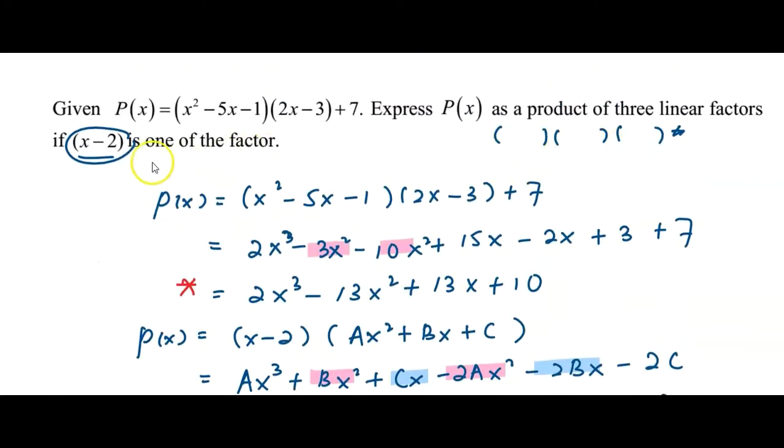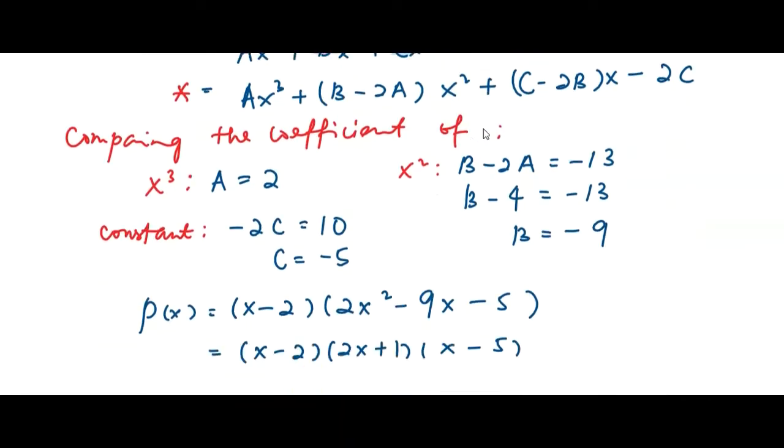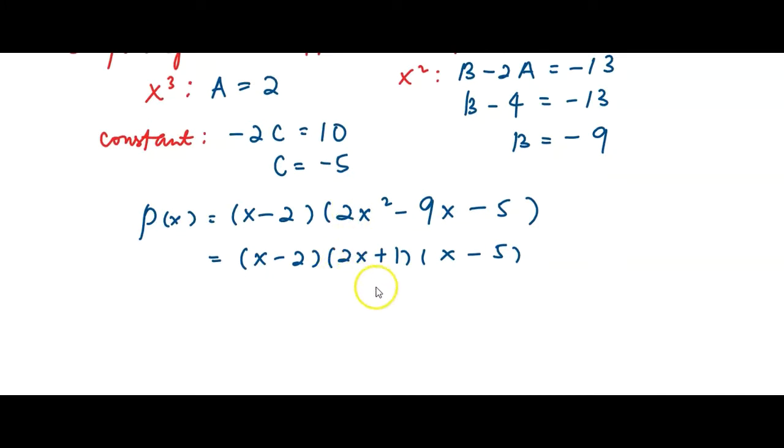After that, back to the question. The question just asks us to express the p(x) as the product of three linear factors without asking us to solve for p(x) equals 0. So this will be our final answer.